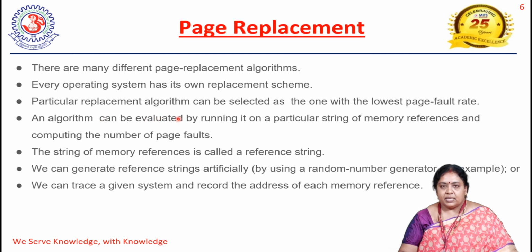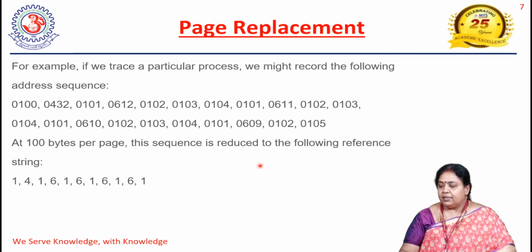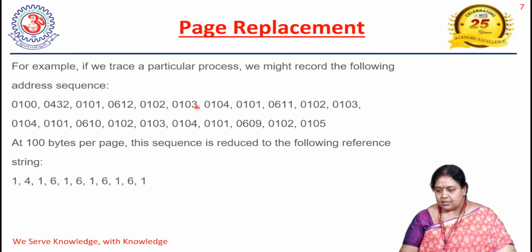These algorithms are evaluated by running them on a particular string of memory references, and we call this a reference string. This reference string can be generated artificially by using a random number generator, or we can trace a system and record the address of each memory reference, which I will show you with an example. For example, this is a series of address sequences that are referred by the processor. Now it is going to refer to these pages, so we are going to form this reference string. And by using this reference string, we are going to evaluate the various page replacement algorithms.